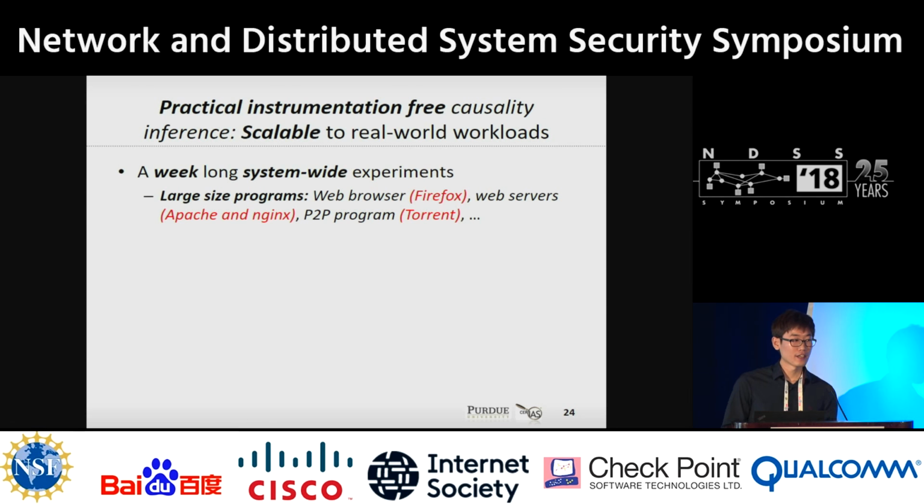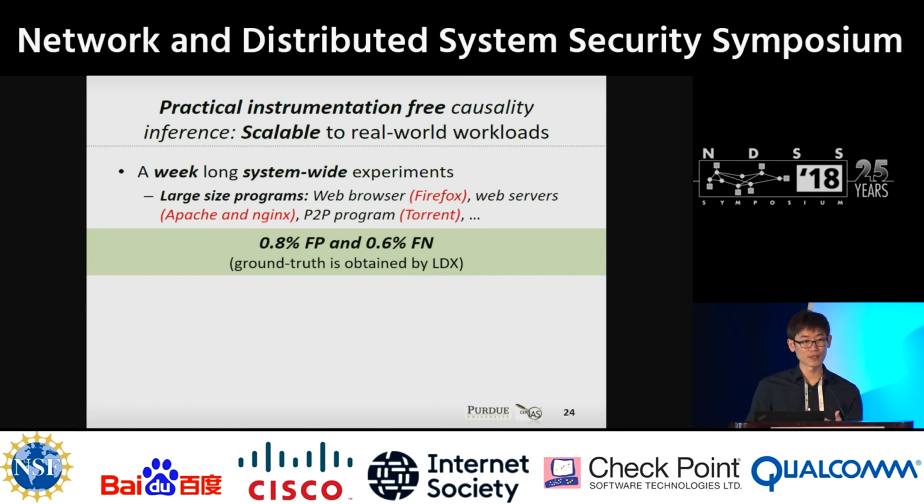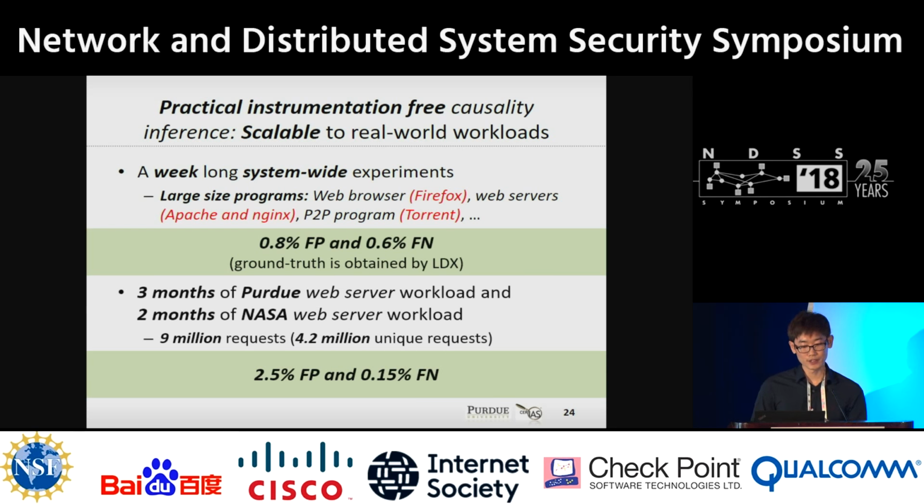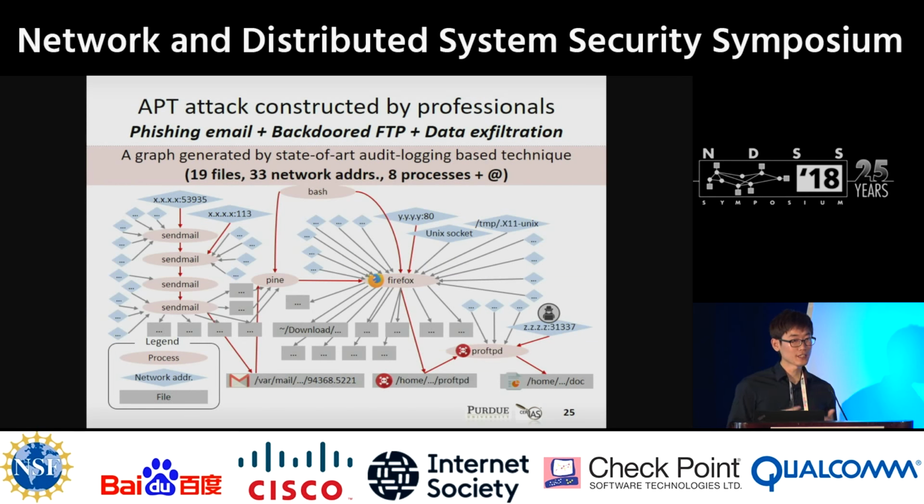So we evaluate our MCI on a week-long system-wide experiment, including large-size programs such as Firefox, P2P programs, and web servers. And it precisely identifies all the causality with less than 1% false positive and false negative. We also tested on 3 months of Purdue web server and 2 months of NASA web server workloads. It includes 9 million requests and 4.2 unique requests. It only has 2.5 false positive and less than 1% false negative. And we also test on various APT attacks constructed by professionals.